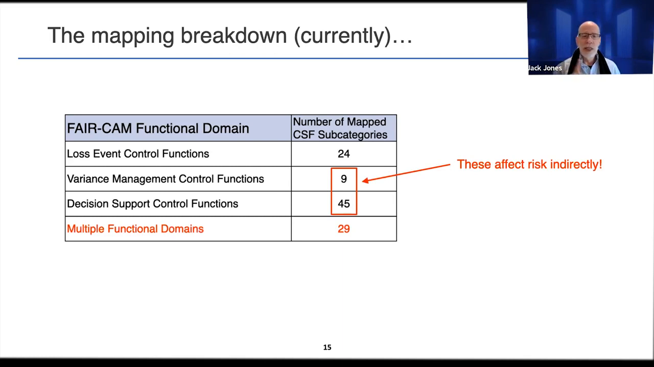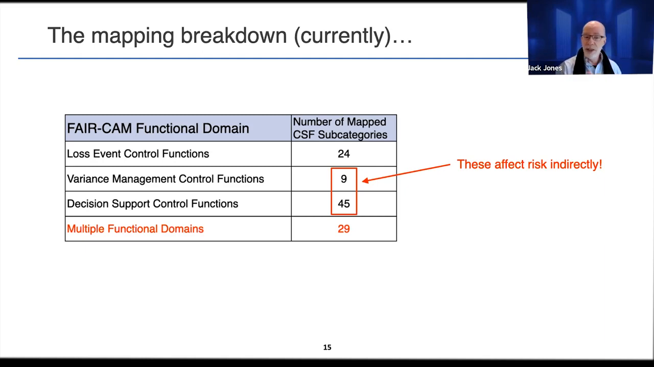And again, keep in mind that the variance management functions and decision support functions affect risk indirectly rather than directly. So the scores on those subcategories can't simply be applied to a FAIR analysis or translated through FAIR-CAM and have the results actually stand up, okay? We have to account for those indirect effects.